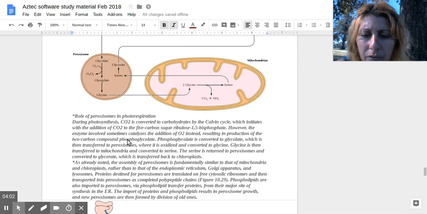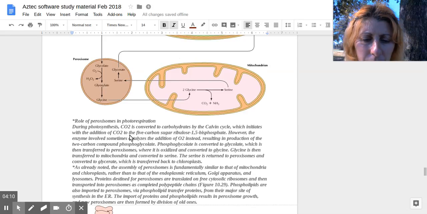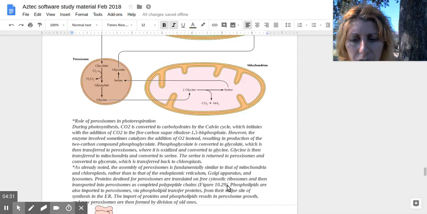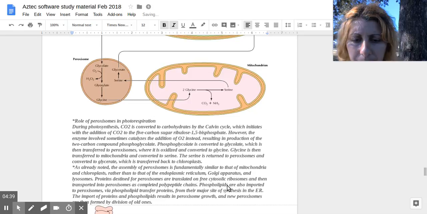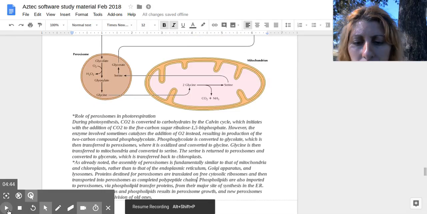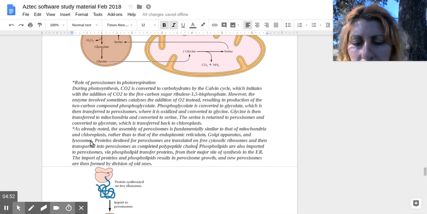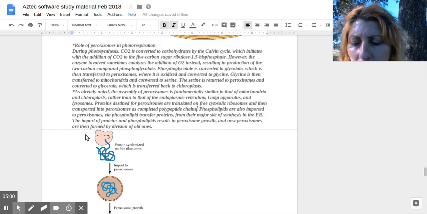As already noted, the assembly of peroxisomes is fundamentally similar to that of mitochondria and chloroplasts, rather than that of the endoplasmic reticulum, Golgi apparatus, or lysosomes. Proteins destined for peroxisomes are translated on free cytosolic ribosomes, then transported into peroxisomes as completed polypeptide chains. Phospholipids are also imported to peroxisomes via phospholipid transfer proteins from their major site of synthesis in the ER. The import of proteins and phospholipids results in peroxisome growth, and new peroxisomes are then formed by division of old ones.